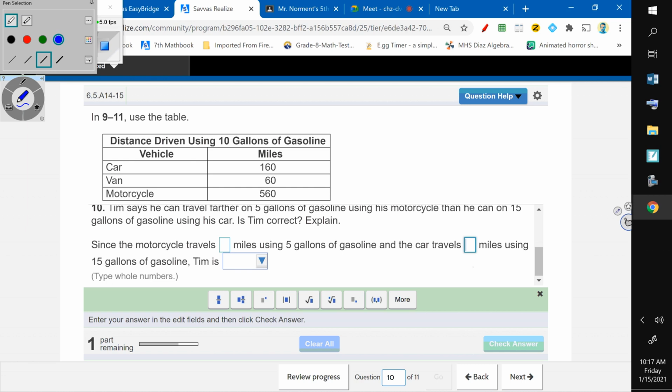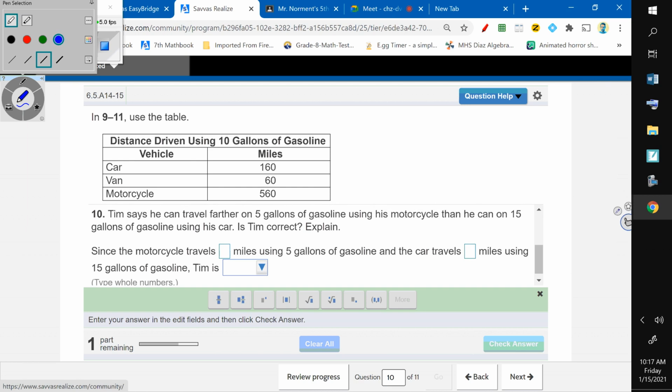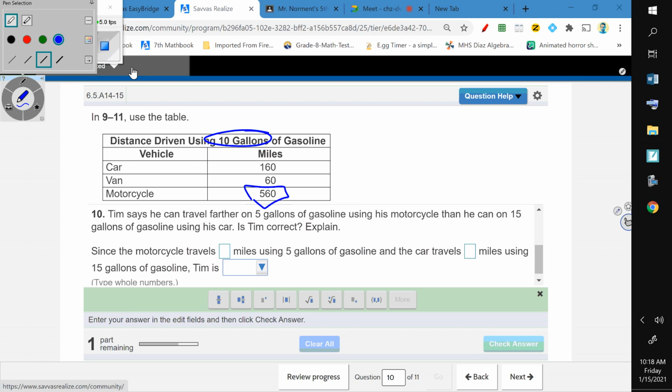Tim says he can travel farther on 5 gallons of gasoline using his motorcycle than he can on 15 gallons of gasoline using his car. I'm glad I'm doing the whole thing. Is Tim correct? Well, first, how far does he go on 5 gallons of gasoline? Well, here's the good news. 5 gallons is half of this. So if he goes 560 miles on 10, then just cut it in half.